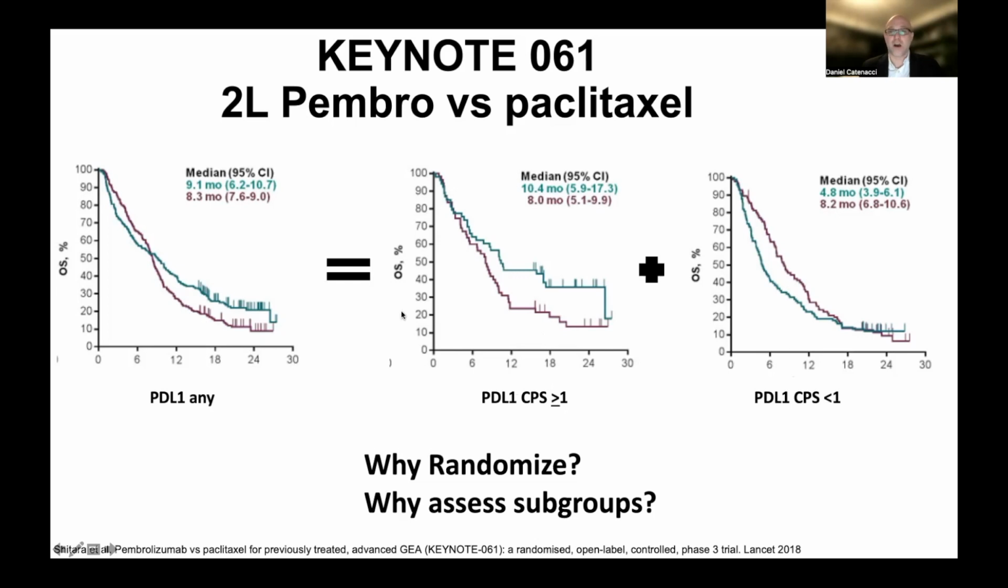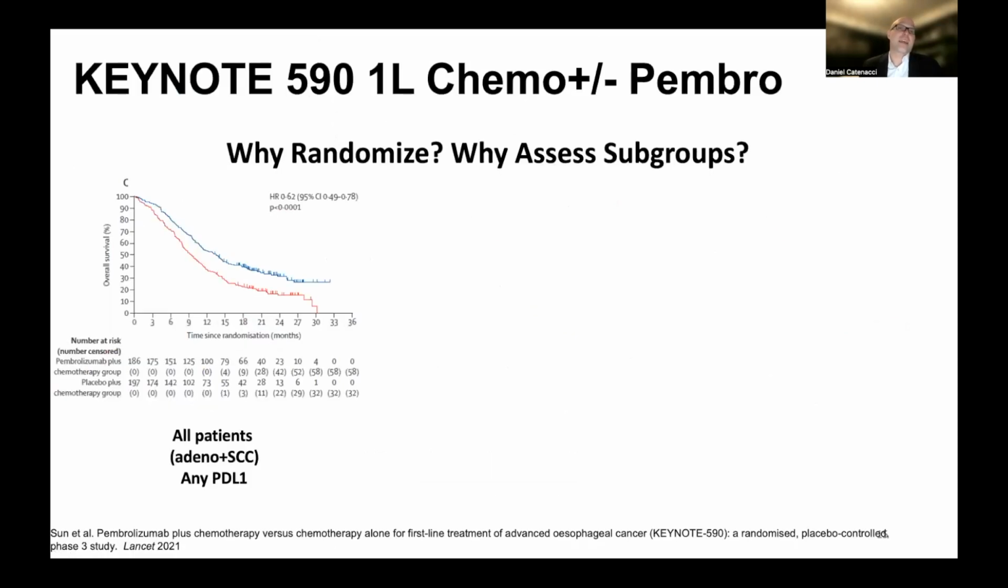This was a phenomenon that was seen over and over in multiple studies in multiple tumor types. Now, this is monotherapy pembrolizumab versus chemotherapy. What about when we look at chemotherapy with or without immunotherapy? So the immunotherapy added to chemotherapy, not replacing chemotherapy. And again, well, why randomize and why assess subgroups?